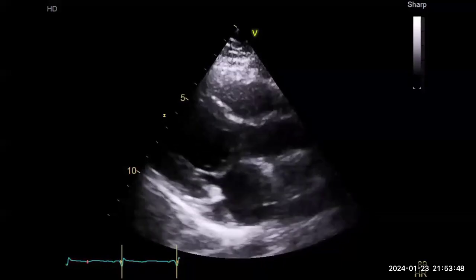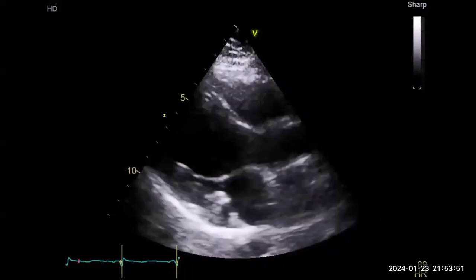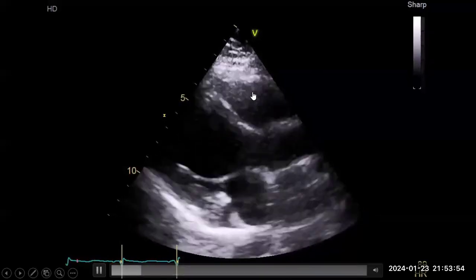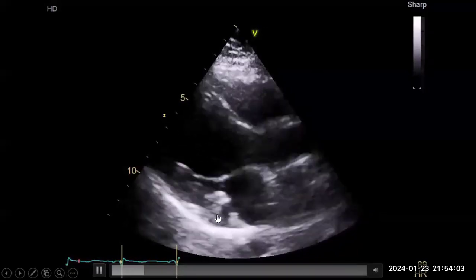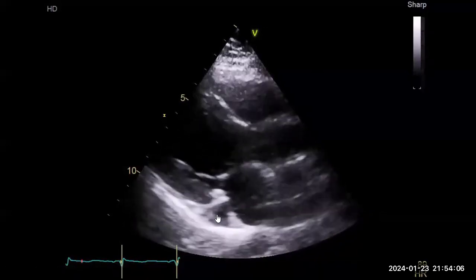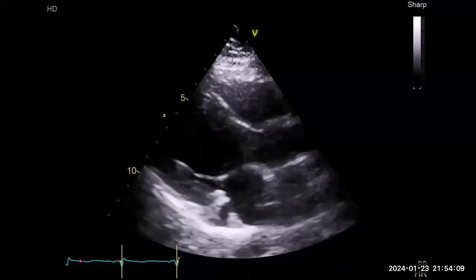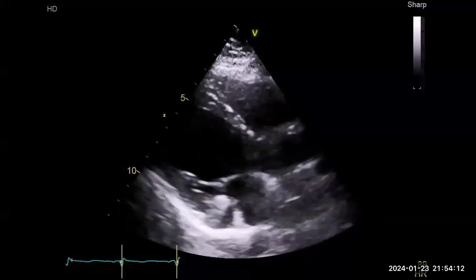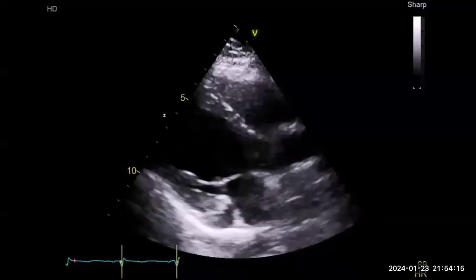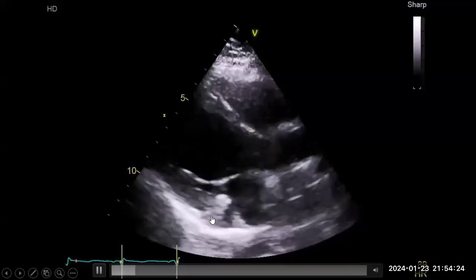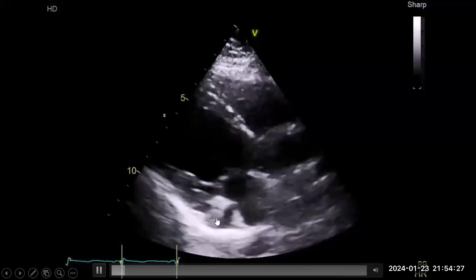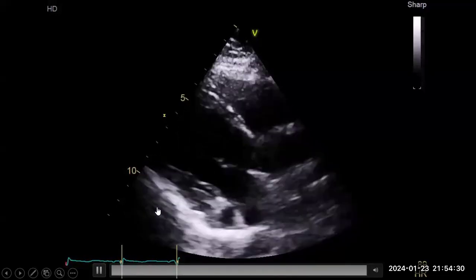If your agitated saline is shown in the coronary sinus first, and after that you can appreciate it in the RV, that confirms the diagnosis of left persistent SVC. Ideally, whatever you give, either in the left or the right, has to go to the right side of the heart. But in the presence of left persistent SVC, you see it first in the coronary sinus, and after that you can see it in the RV.